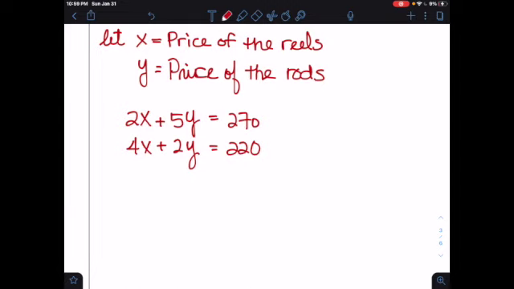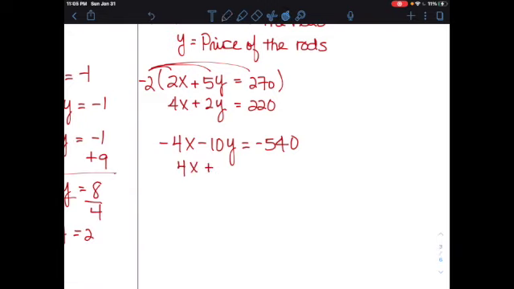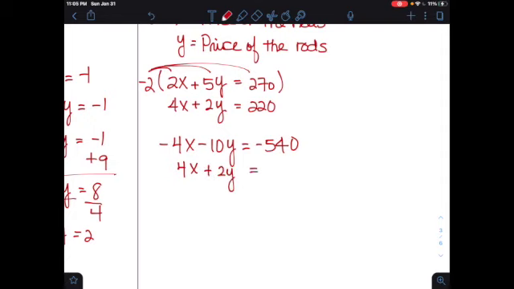To solve it, I'm going to multiply the top by negative 2. If I multiply the top by negative 2, I can have a negative 4x, and the bottom is a positive 4x, so these can be canceled out. So the new equation is negative 4x minus 10y equals negative 540. Do not forget to distribute every single term. If you don't, you will make careless mistakes. Then the bottom is 4x plus 2y equals 220.